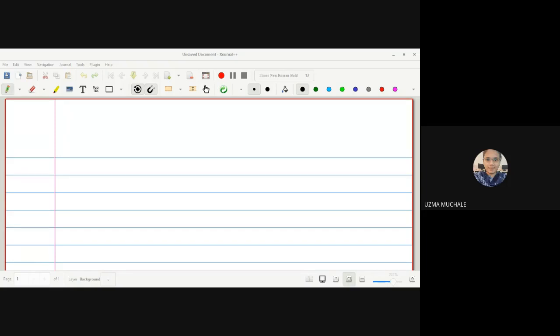So let us start. I think we have completed our last method, that is the secant method, and we have seen its example in the last method. Now let us go for the rate of convergence, or the order of convergence.